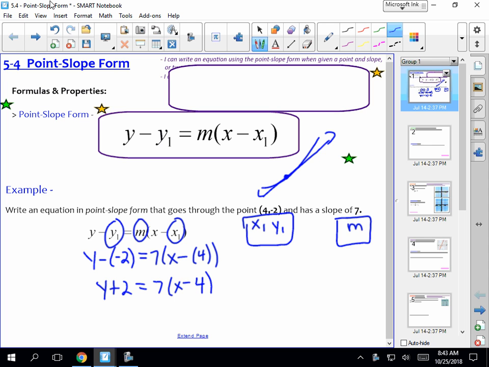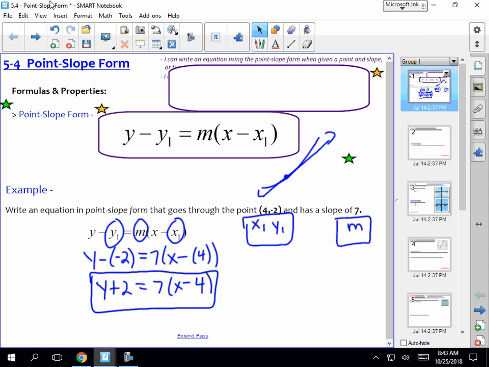And then anytime you have a minus and negative, you change it to plus. I do that in my head. You'll probably do that as well. Like when you see a -2 here for y1, you'll just go straight to this step right here. It's always going to be opposite sign. So y plus 2 equals 7, and then x minus 4 because the 4 is positive. That's it. That's point slope form.